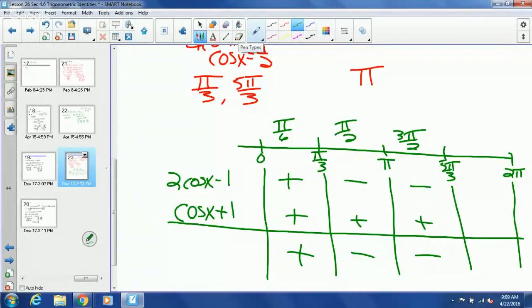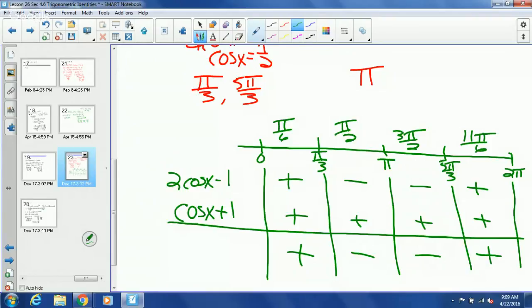Okay, last one. What did you pick between 5 pi over 3 and 2 pi? That's fine. Either one will work. So let's just go with 11 pi over 6. You should find that both of these are positive. Okay, but I am still not done.